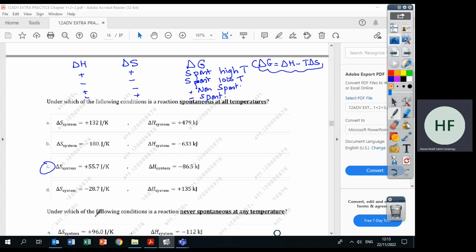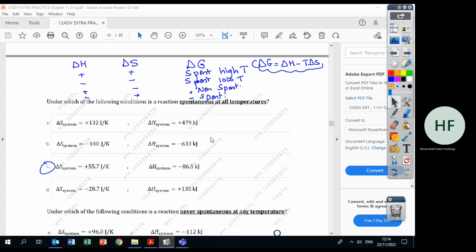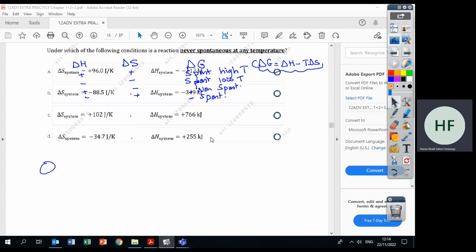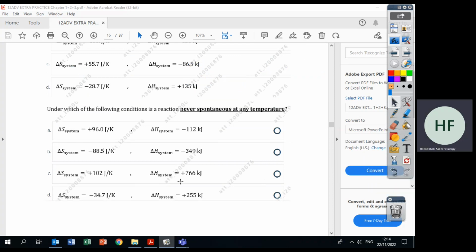Okay, now the next question says, which of the following reactions is never spontaneous? Never spontaneous means delta H is positive or delta S is negative. Okay, so if you look here, delta H is positive or delta S is negative. So the answer here is D.